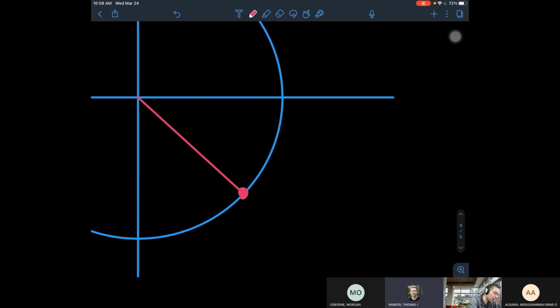Do you know what point this is on the unit circle? Could you give it? Yes, sorry. My computer's doing this weird thing where it's kicking me completely out of Teams. Oh. So it's really weird.